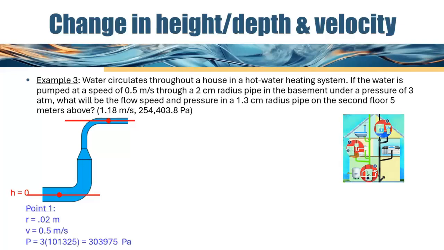So at point 1, we know that the radius is 0.02 meters. We know the velocity is 0.5, and the pressure is 3 atmospheres. I happen to know that 1 atmosphere is 101,325 pascals, so 3 atmospheres is going to be 3 times 101,325. So I have 303,975 pascals. I'm now looking at the velocity and pressure at point 2, but I know that point 2 has a smaller radius, so 0.013 meters. I'm looking for the velocity. I know it's 5 meters above, and I'm looking for the pressure.